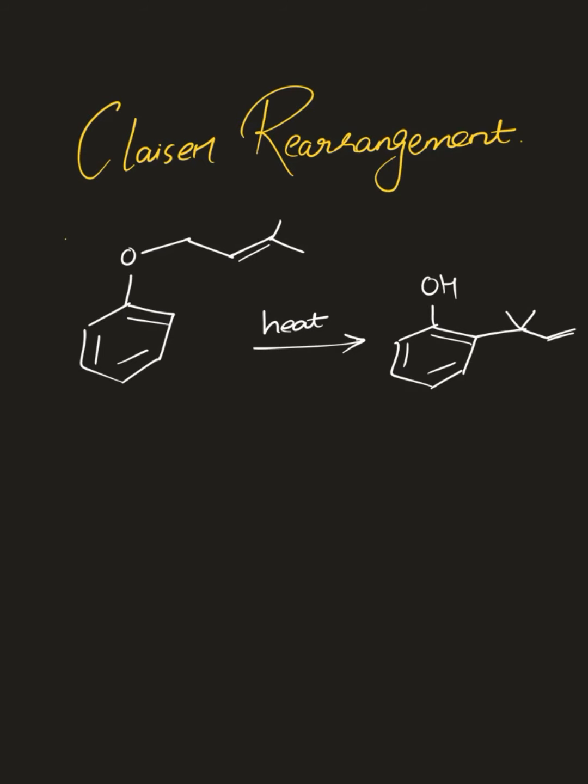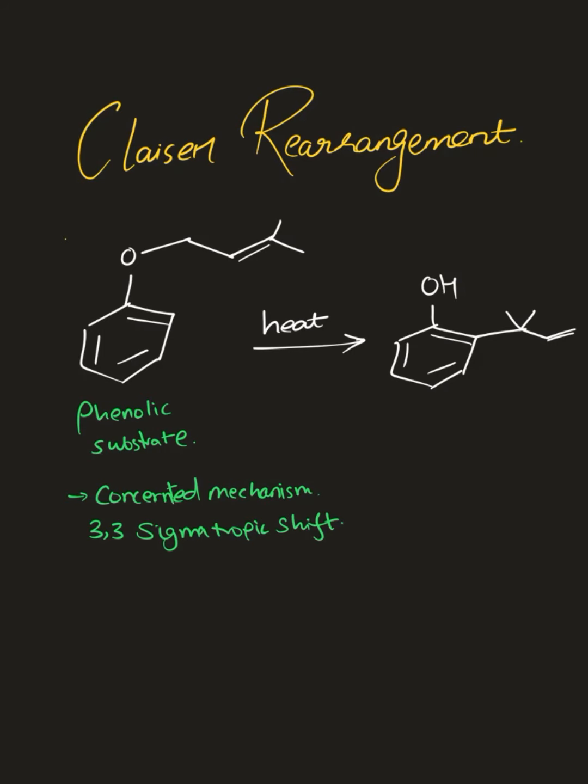Good morning everybody. In this video we're going to talk about a very important rearrangement reaction, which is the Claisen rearrangement. It involves a 3,3 sigmatropic reaction, but there are many modifications of the Claisen rearrangement, like the Johnson-Claisen rearrangement and the Ireland rearrangement. It is very important in terms of synthesis and also from an exam point of view.